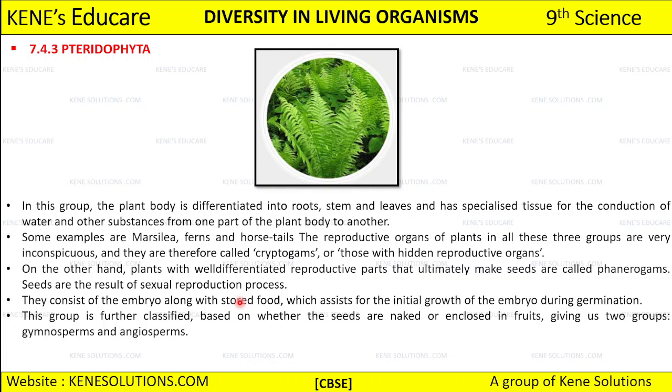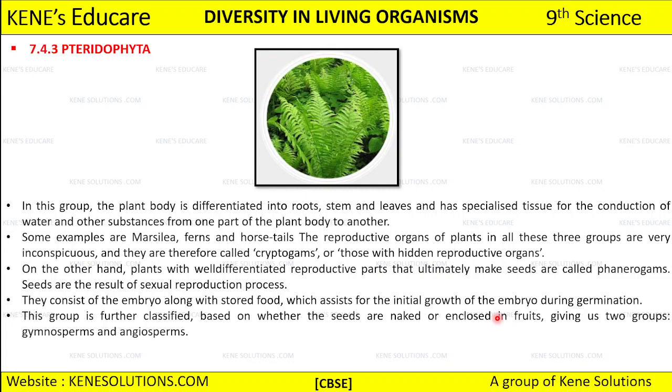Now what happens here, the seeds have an embryo within them, and along with this embryo they also have stored food within them. This stored food assists the initial development of the embryo so that the seeds can germinate. This group is further classified based on whether the seeds are naked or enclosed in fruits, giving us two groups.